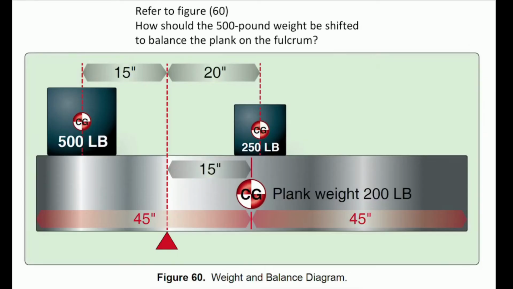So let's look at this example. Refer to figure 60. How should the 500-pound weight be shifted to balance the plank on the fulcrum? In order for it to be balanced, the moments on both sides have to be equal. The moment on the left side has to equal the moment on the right side. So what we're trying to figure out is, where does the 500-pound weight's distance need to be? It won't necessarily be 15. So 500 times a distance, or whatever the arm is on this side, will equal the total moment on the right side.